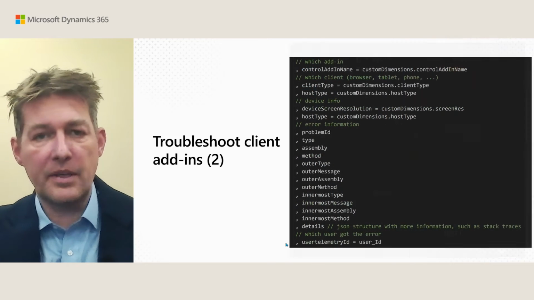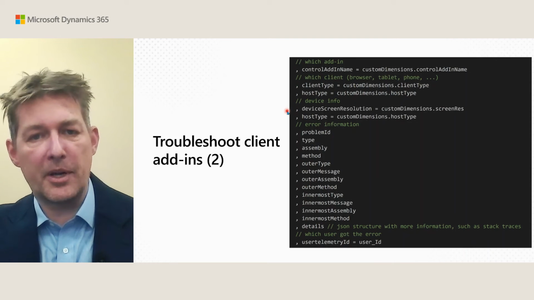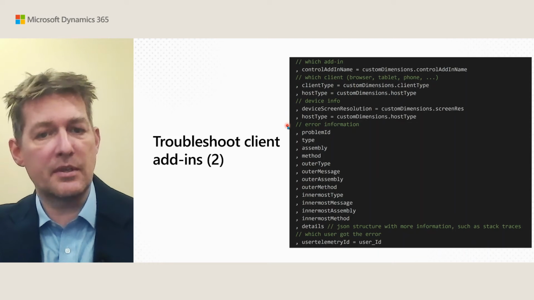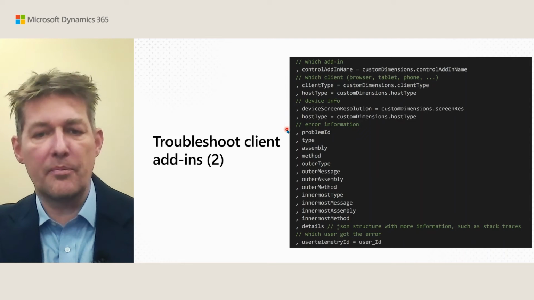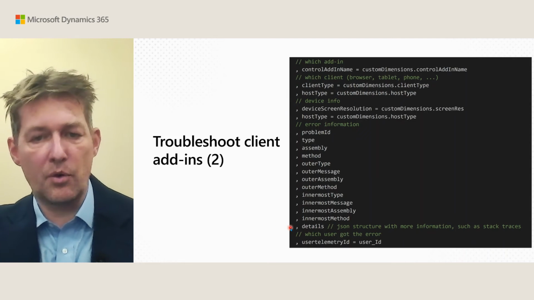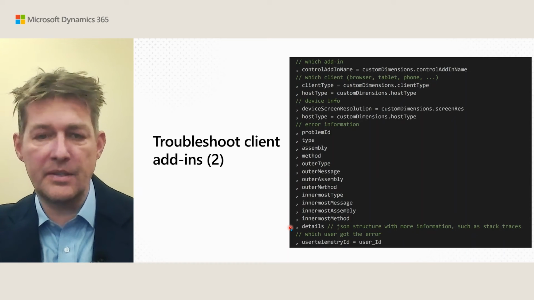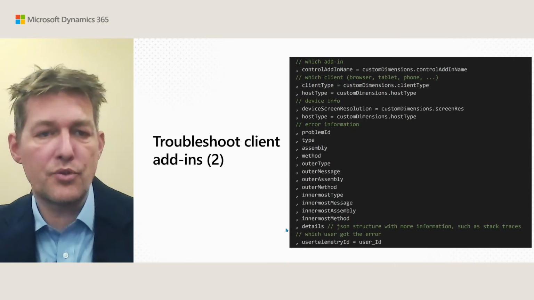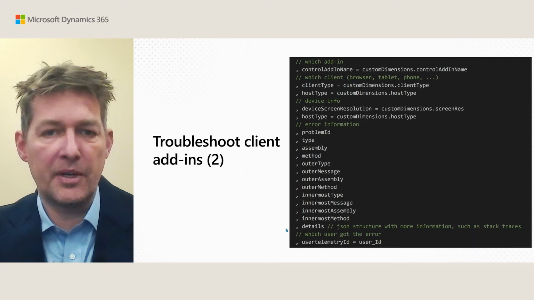And the actual errors are then in more custom dimensions here. First of all, you can also see which client type, something about the device, but then a lot of information about the error that happened, the assembly, the outer message, inner message from JavaScript, and all of this is also packaged in a detailed JSON structure, where you even get things like stack traces. So hopefully that's a way for you to troubleshoot or even discover if there are problems with client add-ins in an environment.